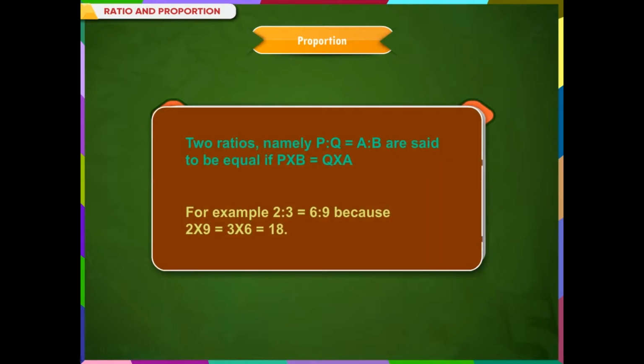Two ratios, namely P is to Q is equal to A is to B, are said to be equal if P into B is equal to Q into A. For example, 2 is to 3 is equal to 6 is to 9 because 2 into 9 is equal to 3 into 6 is equal to 18.